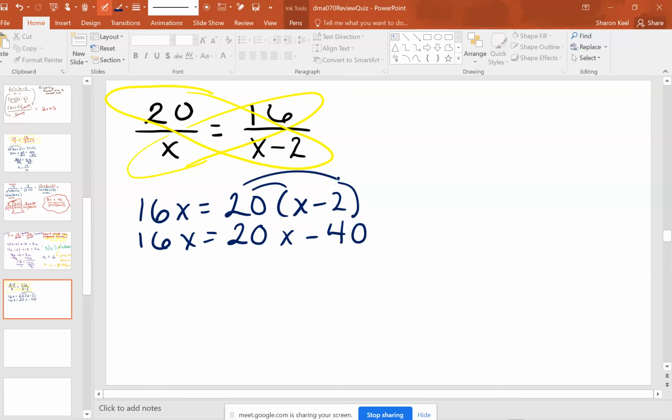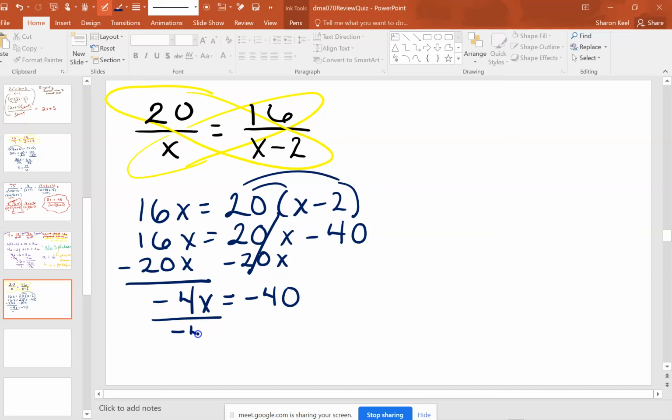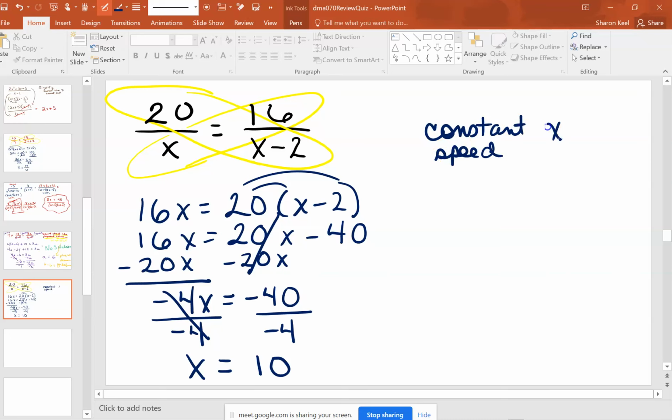when we distribute here and here. I'm going to move my 20x to the left, so both x's are on the same side. 16 minus 20 is negative 4x equals negative 40. You're going to divide both sides by negative 4, and that leaves us with x being negative divided by negative would give me a positive 10. So the constant speed that they're asking for, the x, is equal to 10.